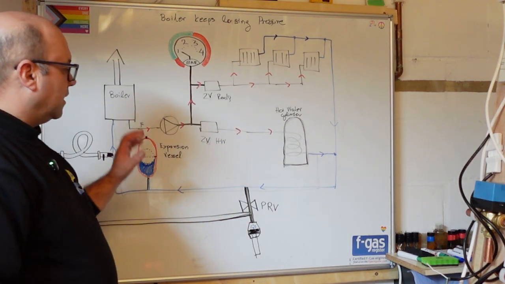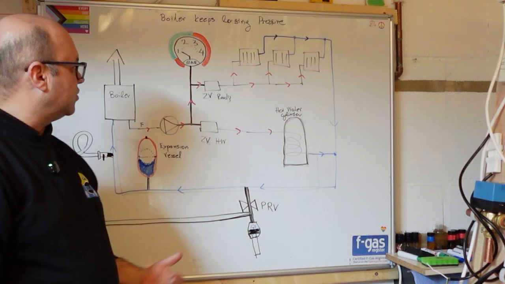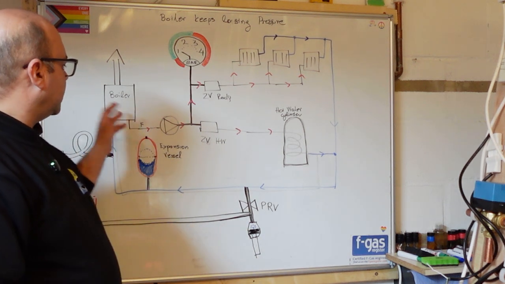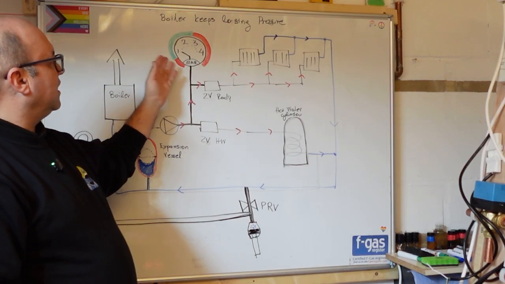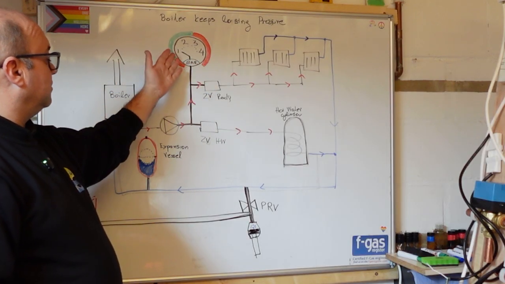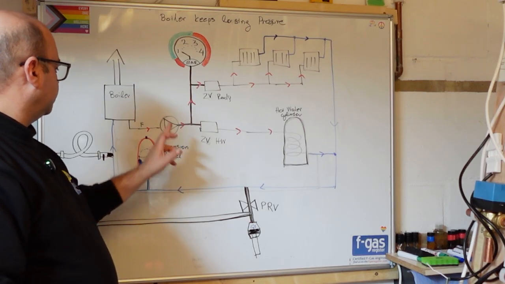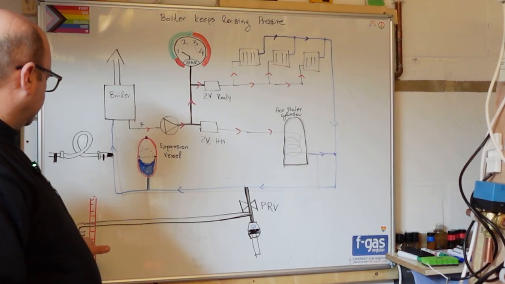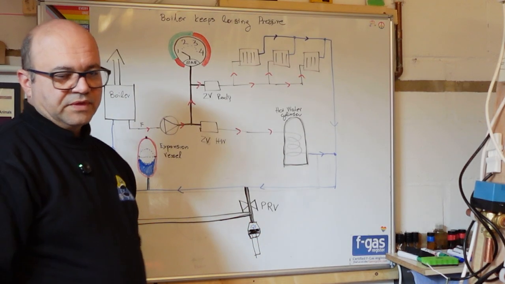So today we're gonna speak about why the boiler keeps losing pressure. What's the reason? In this case I'm gonna use a regular boiler. I'm gonna make very clear what's the bar indicator, where is the expansion vessel, where's the filling loop, the pressure relief pipe, the pressure relief valve, and the tundish.